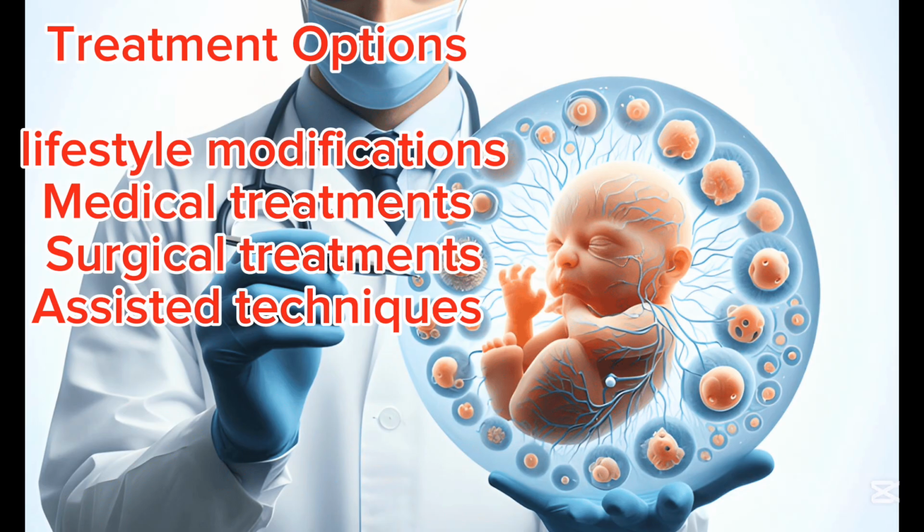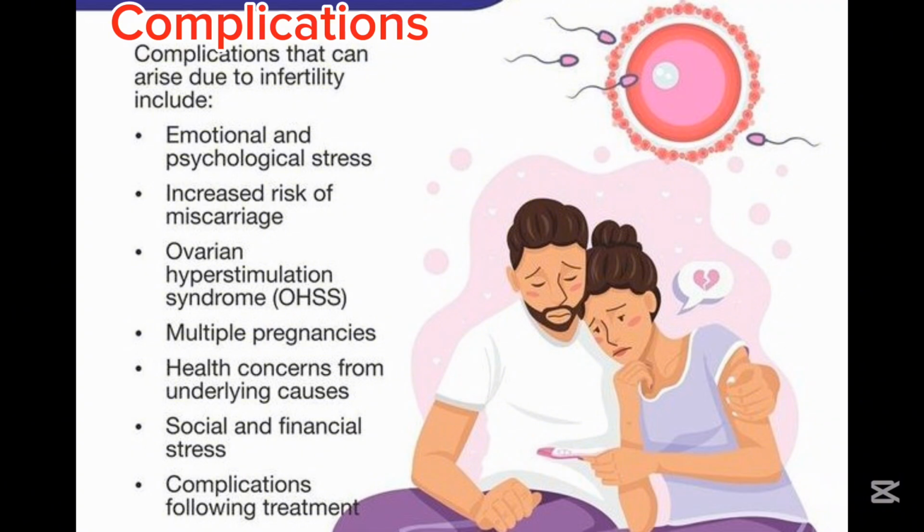And then what are the complications? The complications can include ovarian hyperstimulation syndrome, which is rare but a potentially life-threatening condition. There can also be multiple gestation, which is more common with ovulation induction and IVF.